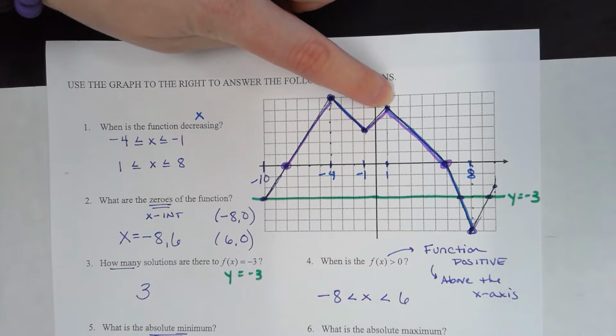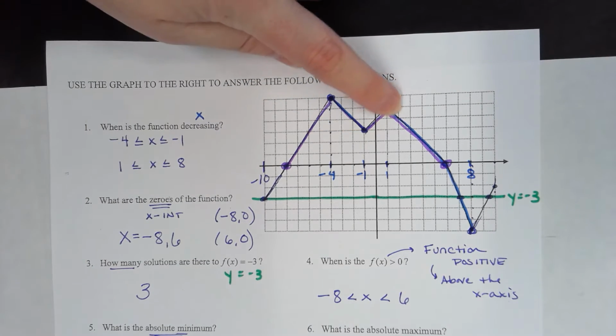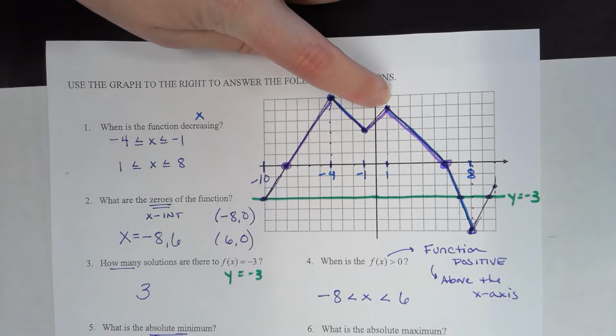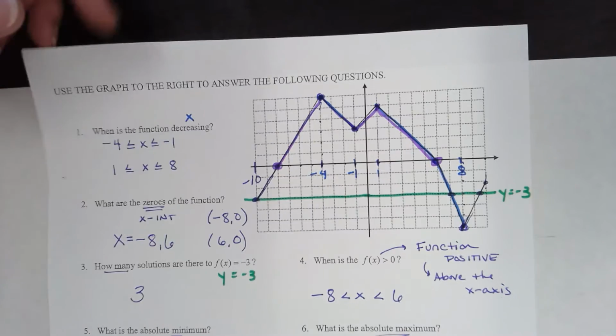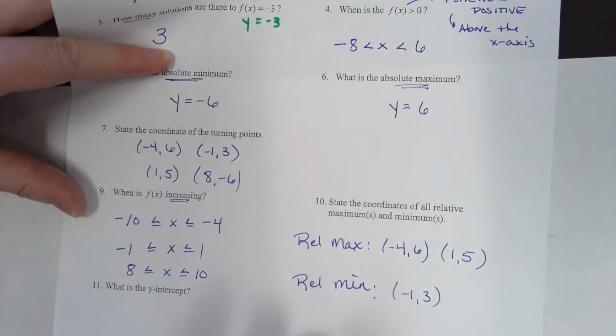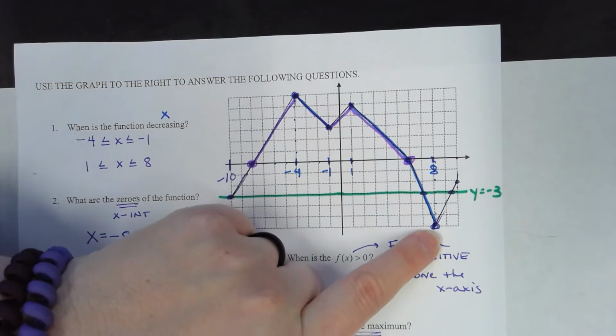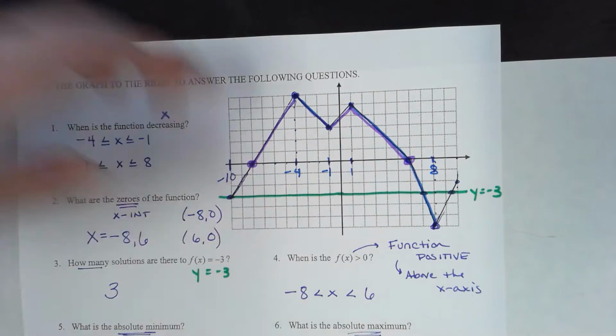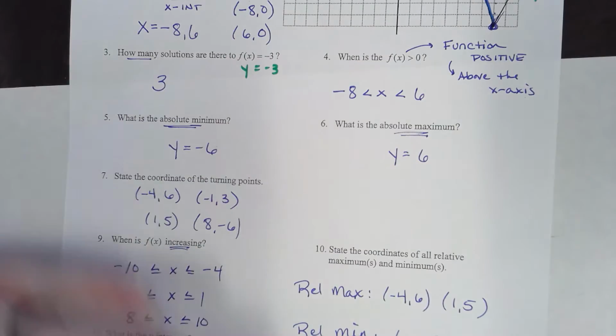Then I have another turning point over here. That's the maximum. Now remember, it's not the highest point on the graph, but it's still a high point on the graph. So that counts as a relative max because it's relatively high. So I'm going to add that to my max. And then as I follow along, my last turning point is all the way down here. That last one is going to be a minimum.